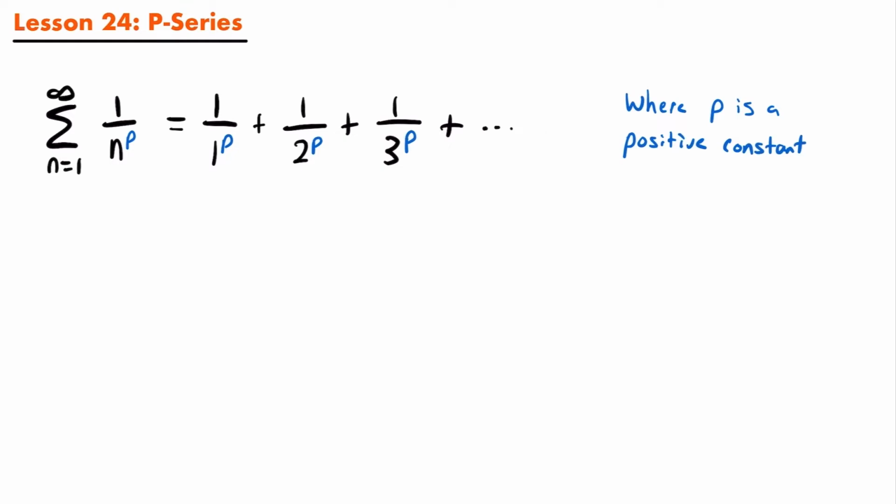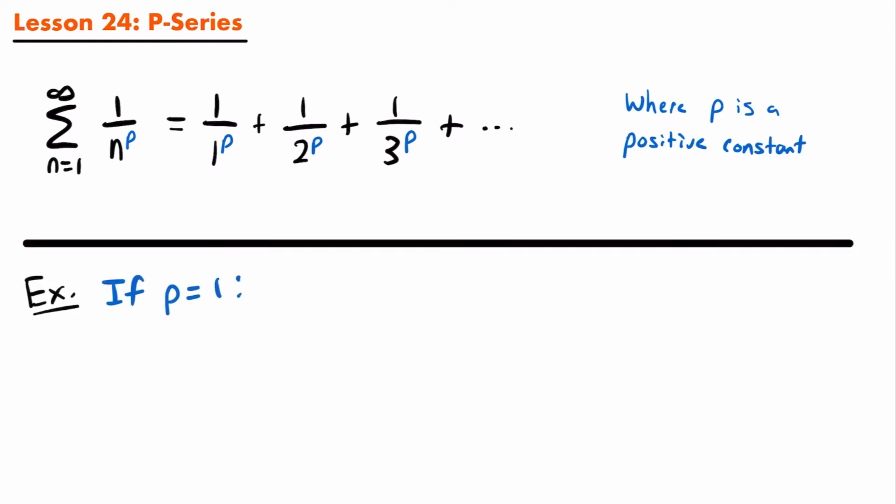And so if we take a look at an example of a P-series, let's say that p is equal to 1, then we will have the sum from n equals 1 to infinity of 1 divided by n to the power of 1. Right? If p is equal to 1, then the power of n will be 1, and n to the first power is just n. So if I erase that power, then we have a P-series where p is equal to 1.